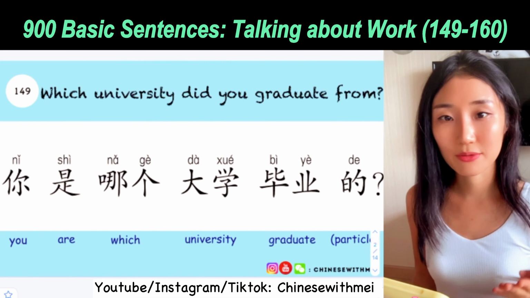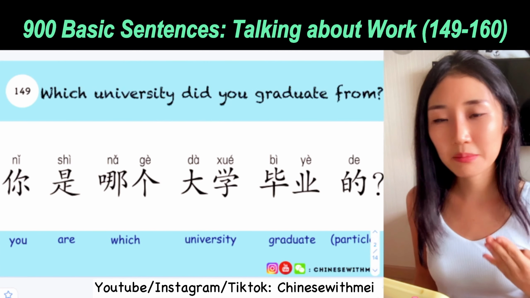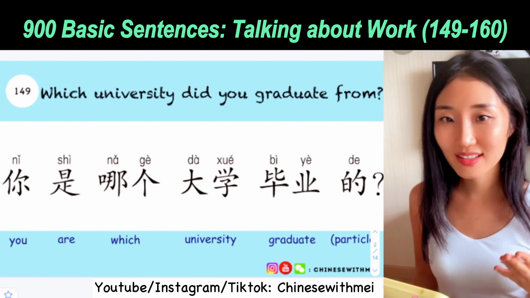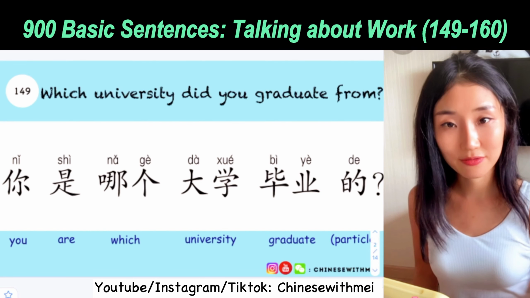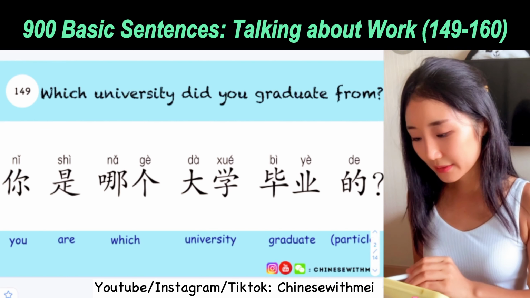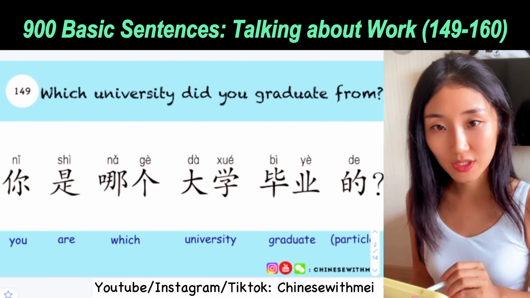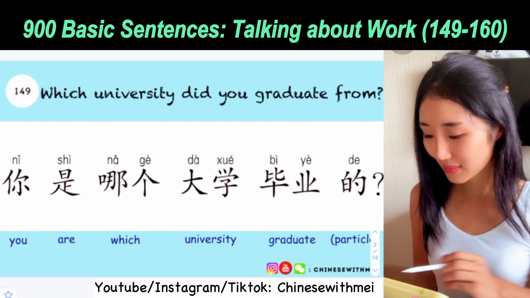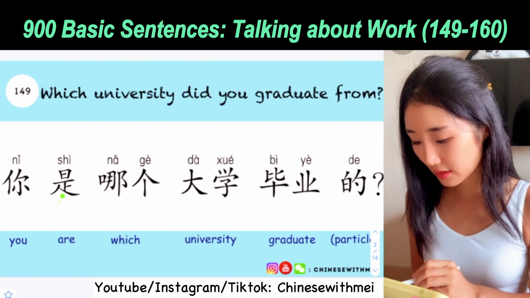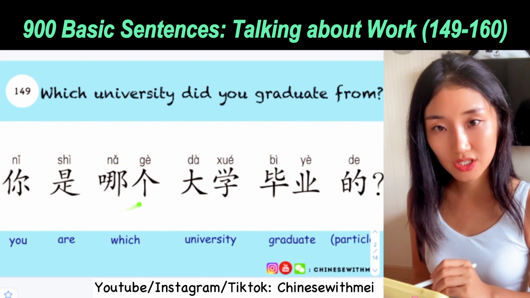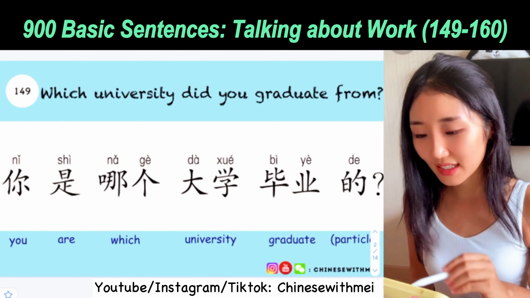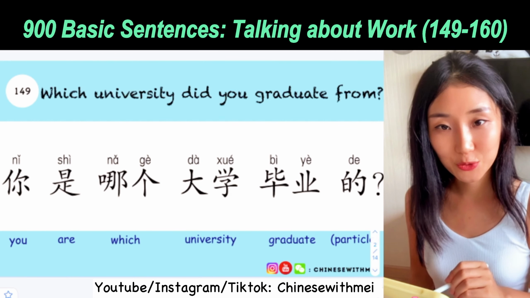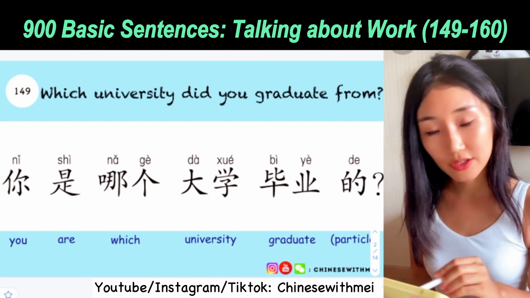So imagine you just graduated and you went to a new company, and maybe the question that you get asked the most often would be, where did you graduate from? Which university did you graduate from? So we say, 你是哪个大学毕业的？你 you, 是 is or are, 哪个 which, 大学 the university. 毕业 here we have graduate. 你是哪个大学毕业的？ So which university did you graduate from?